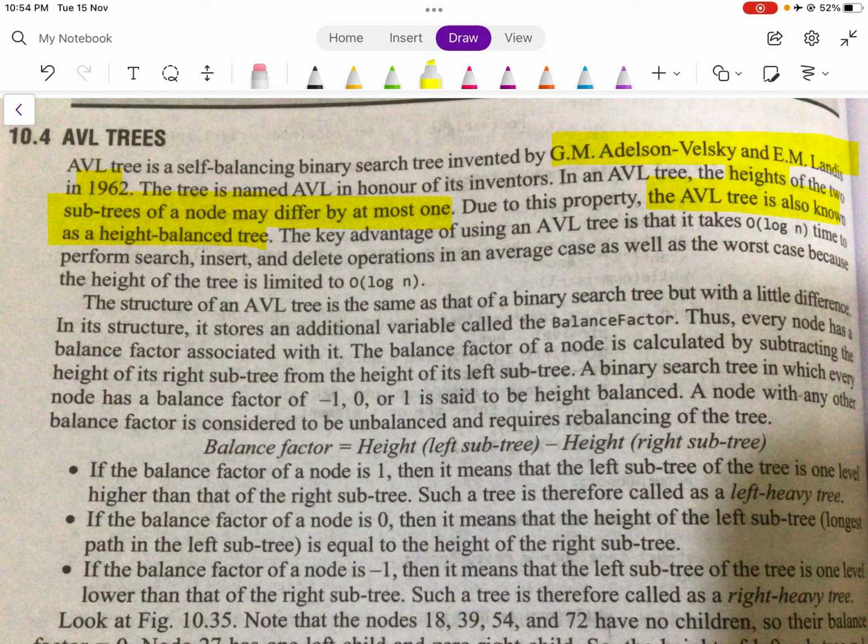The key advantage of using an AVL tree is that it takes O(log n) time to perform search, insert and delete operations in an average case as well as the worst case, because the height of the tree is limited to O(log n).